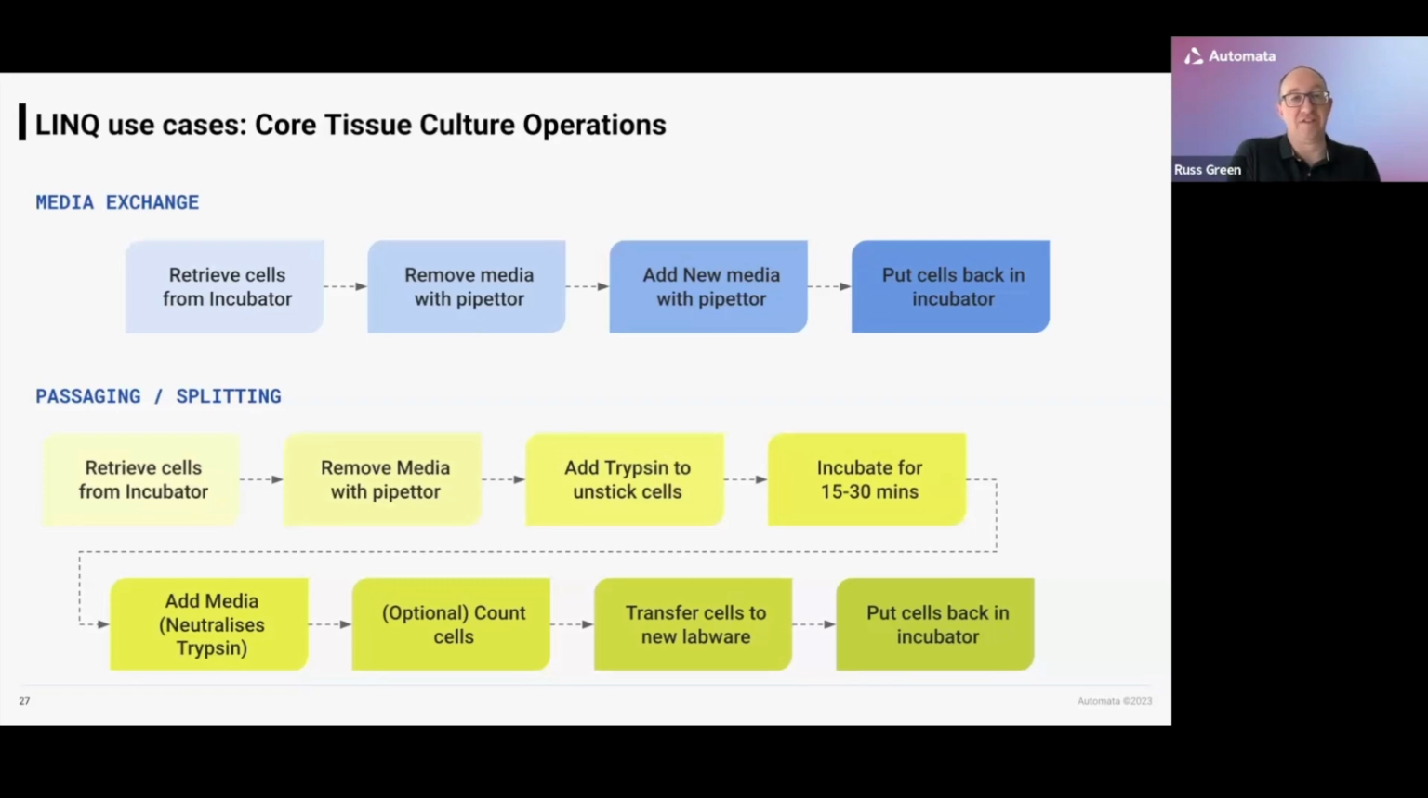The other core process is this one of splitting. There are a few variations on this we see with different clients, but typically we're removing media, and we're adding some kind of reagent to unstick the cells or dissociate them. So most commonly trypsin, could be Accutase, doing some kind of incubation and then a neutralization process. Some clients want to count the cells at this stage and do the splitting based on a cell count, and some people just go straight on to the next step and transfer a subpopulation based on volume into the new labware, and put them back in the incubator. So we see a bit of variation here, but the capability requirements are pretty much the same.